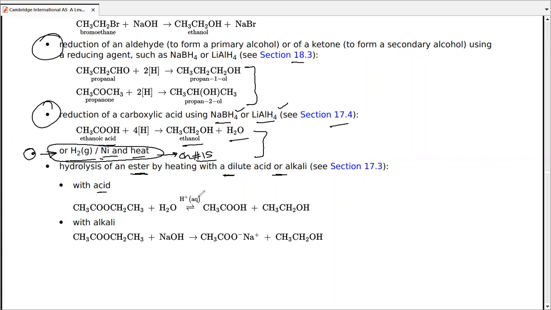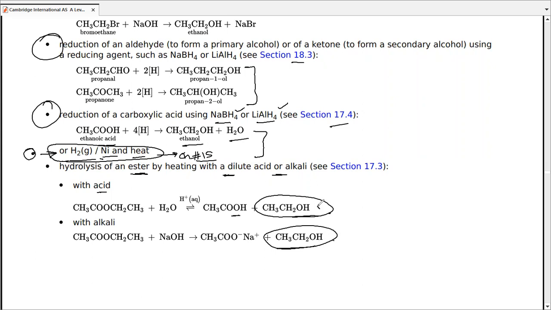With acid, what's going to happen? We're going to produce this carboxylic acid, and we're going to produce an alcohol, of course. Or even when we try alkali, we produce the sodium salt of the carboxylic acid, but the alcohol tends to remain the same. This product is not changed.